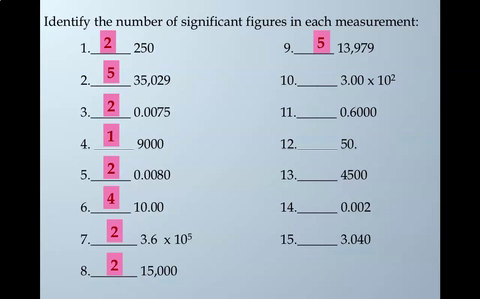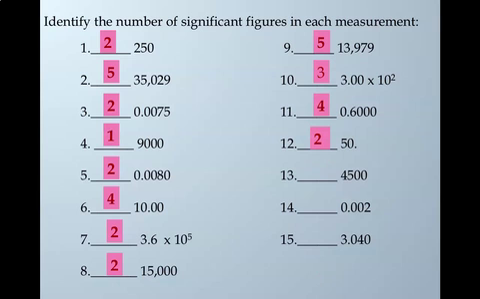Number 10, we have a decimal point, so all of those zeros count, and so we have 3 numbers there in the coefficient. Number 11, the zeros to the left don't ever count, remember that. Okay, but we have a decimal, so the other ones do. So we have 6 and then 3 zeros following it, so that gives us 4 numbers. Number 12, there is a decimal, so all the numbers count. So we have 2 numbers there.